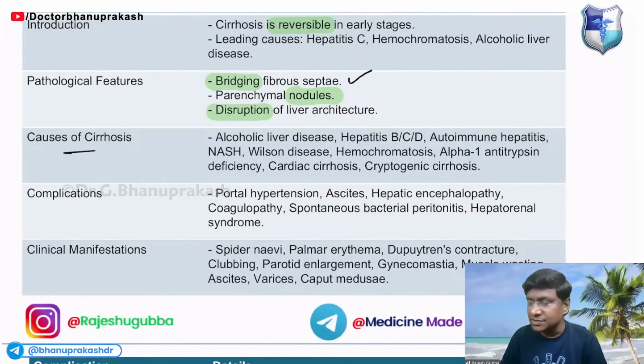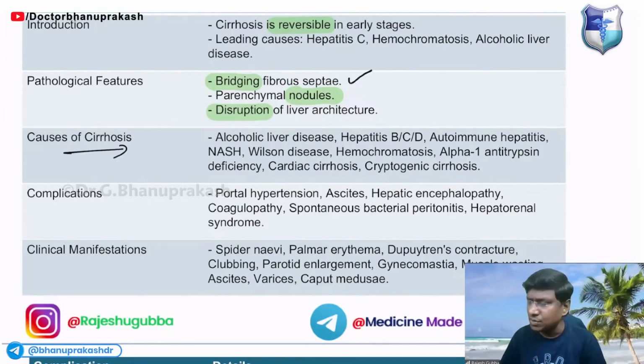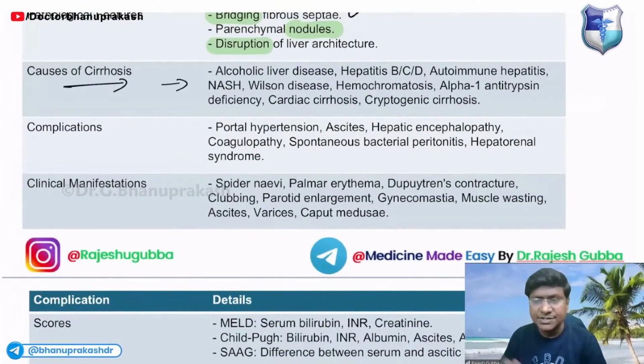Then what are the various causes of cirrhosis? You have multiple causes: alcoholic liver disease, viral hepatitis like hepatitis B, C, D, autoimmune hepatitis, non-alcoholic steatohepatitis. I have given you this entire list, you can go through this. But out of all this, sir, what question can be asked?